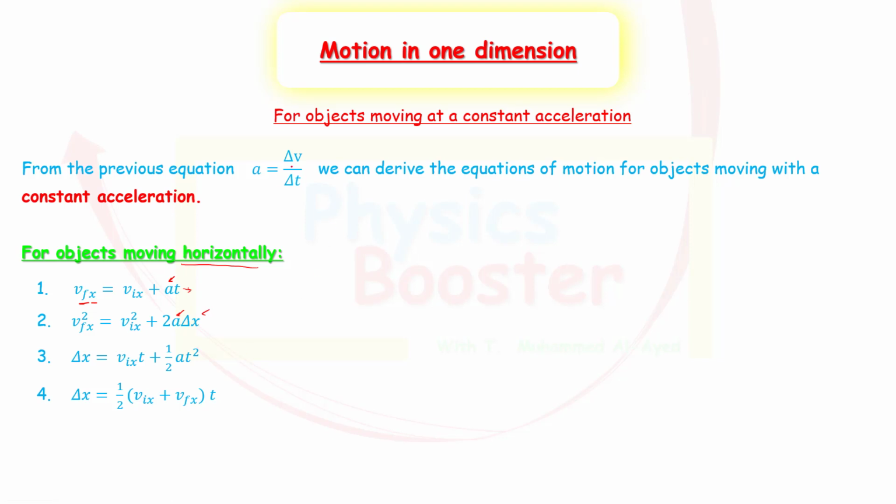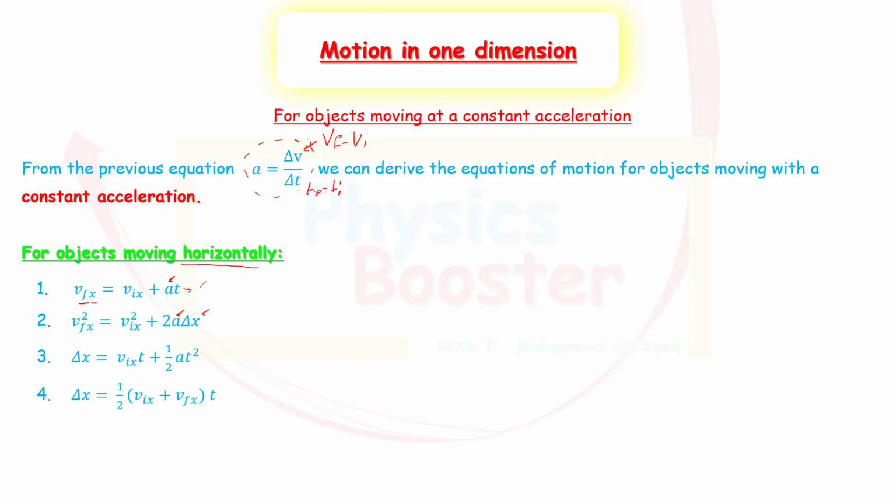Actually, all those equations are derived from this equation. How did we do that? Remember that delta v is equal to v final minus v initial, and delta t is also equal to t final minus t initial. If we arrange these equations, we can arrange them in more than one way to get these equations.